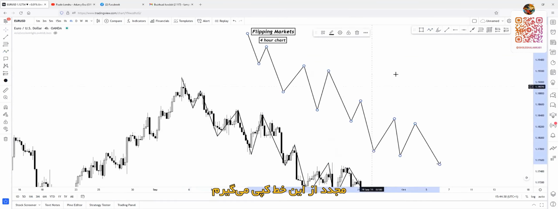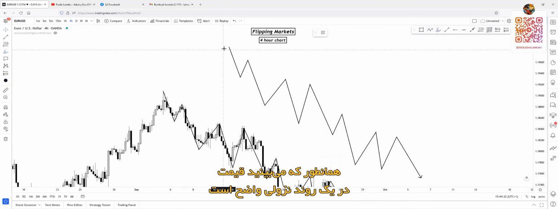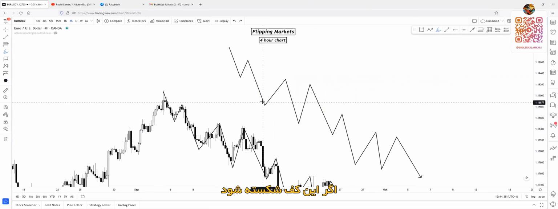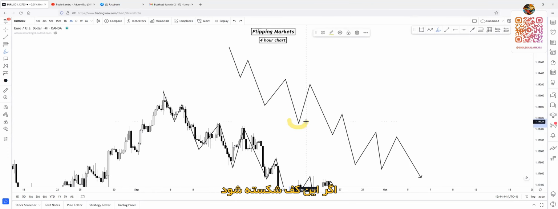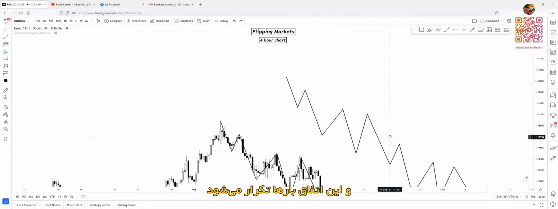I will just duplicate this again, and as you can see, price is moving in a really clear downtrend, so bearish trend. If this low is broken, price will create a breakout structure to the downside with this movement. If this low is broken, price will create a breakout structure. And this goes on and on and on again.